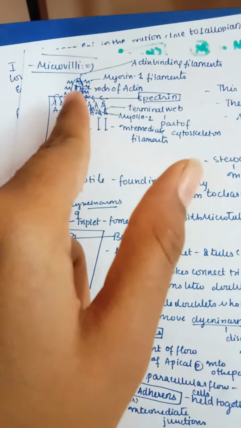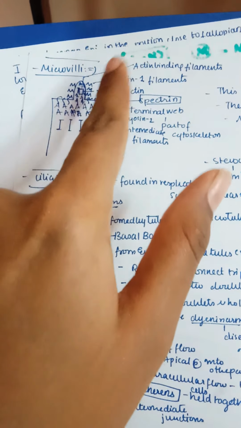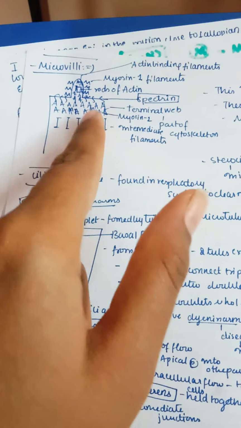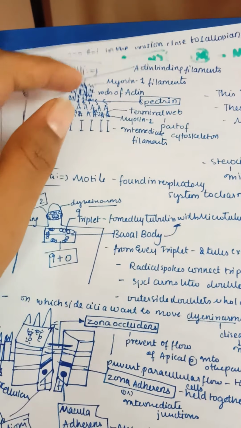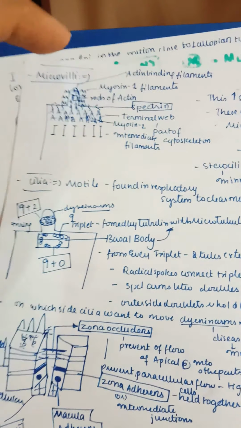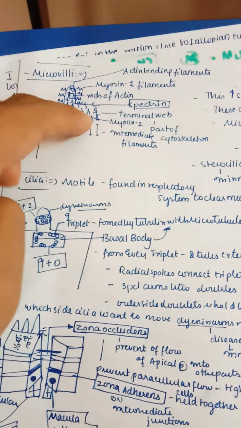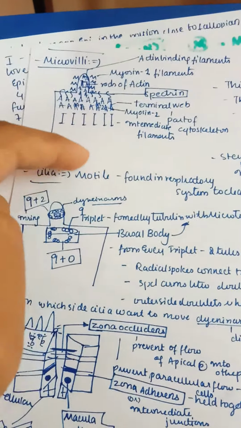We are having actin binding filaments with the rods of actin inside, and outside we are having myosin 1 filament, and inside we can remember myosin 2 filaments are present. And here this is known as spectrin. Spectrin is dividing the outer part and inner part, that is, it is attaching the inner part to the outer part. In the inner part we are having the terminal web, myosin 2. Terminal web is also part of the cytoskeleton, remember, and internally we are having intermediate filaments.